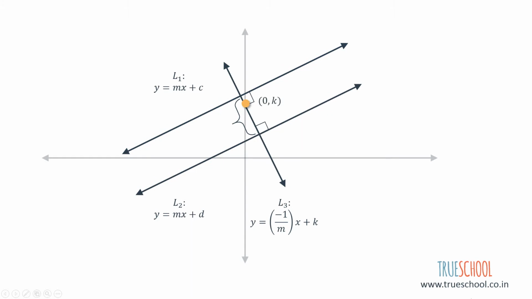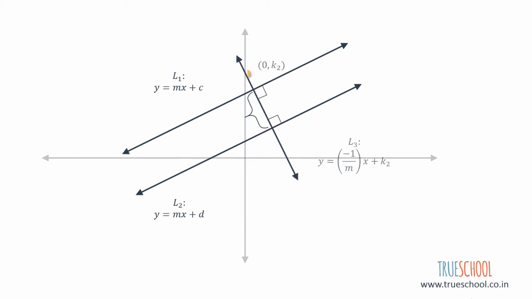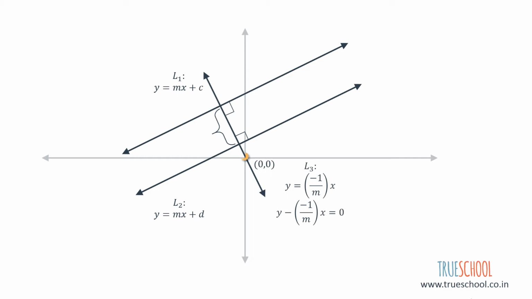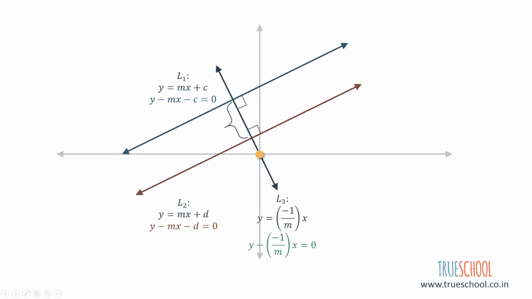Now the constant in L3, k, can be anything. By changing k, we are just changing the y-intercept. But this length still remains the same. So for ease, we will take k as 0. L3 now passes through the origin. Now this length is basically the difference between the lengths of individual lines from the origin.